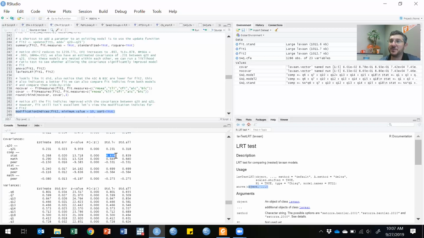That maybe we have too many latent constructs here. Maybe it's really just one. Maybe stat and computer fear are really the same thing. It's all statistics kind of anxiety, statistics/computer anxiety. Maybe they're measuring the same sort of concept. There's also a pretty high correlation with the math fear items as well.